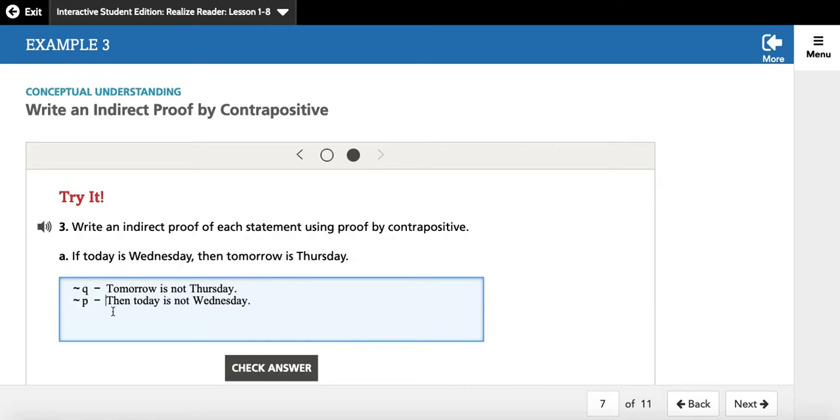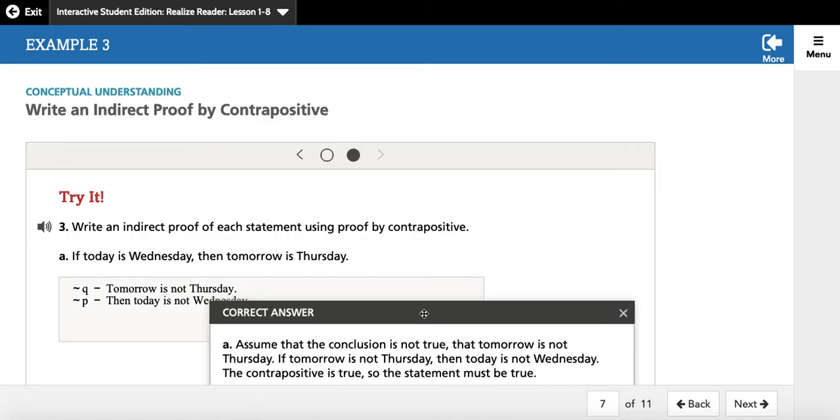Because P was today is Wednesday. And I just concluded today can't be Wednesday. So I think I already did it. We start off with the conclusion, tomorrow's not Thursday. We were able to conclude from that that today can't be Wednesday. That's the opposite of P. So the opposite of Q does in fact imply the opposite of P. Therefore, we can say this original statement, if today is Wednesday, then tomorrow's Thursday, must be true.